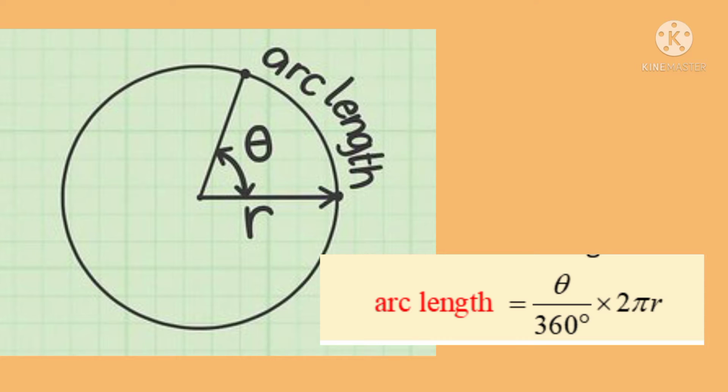Here we are taking theta by 360 degree part of the circumference. Circumference is 2 pi r. We are taking only theta by 360 part of it. As you all know, the center angle is 360 degree and we are taking only theta part of it for finding the arc length. So student, let us start exercise 12.1.